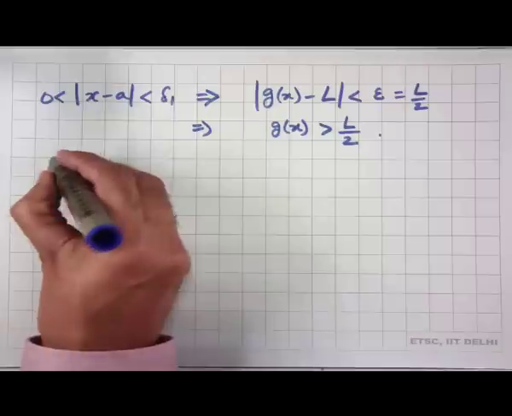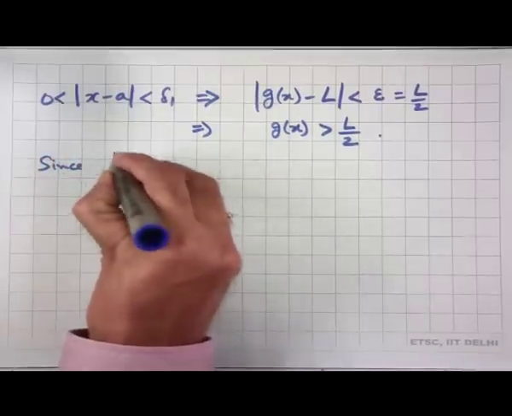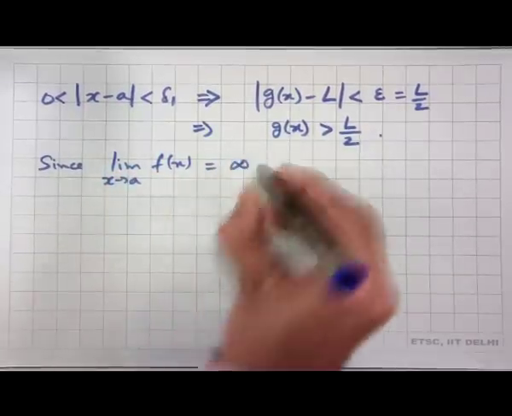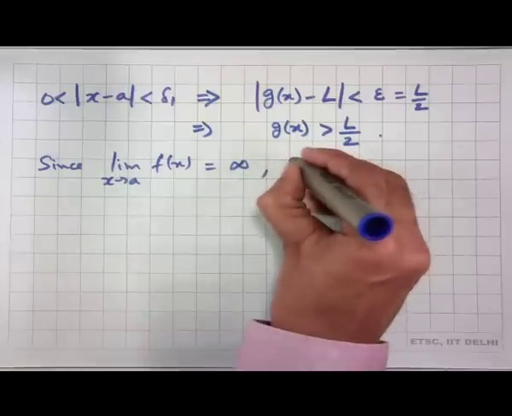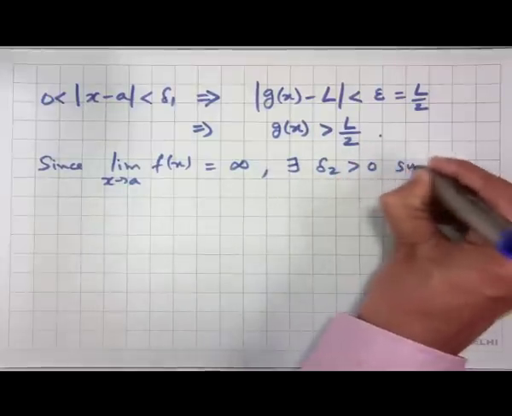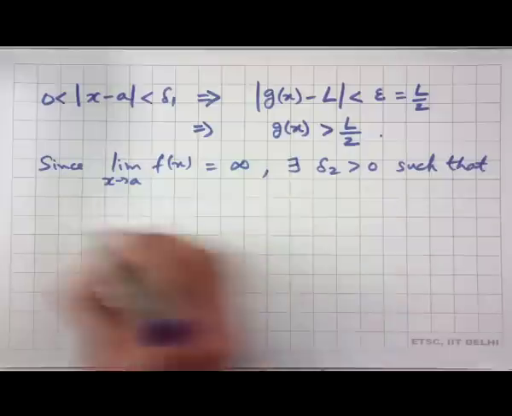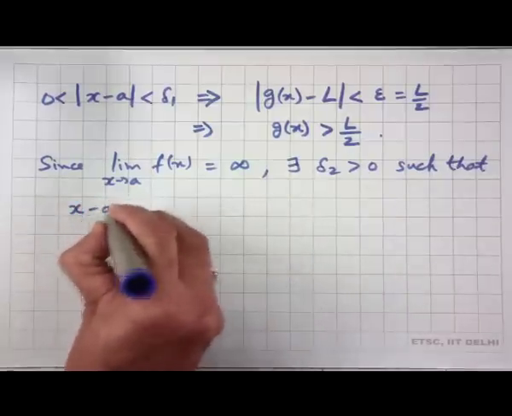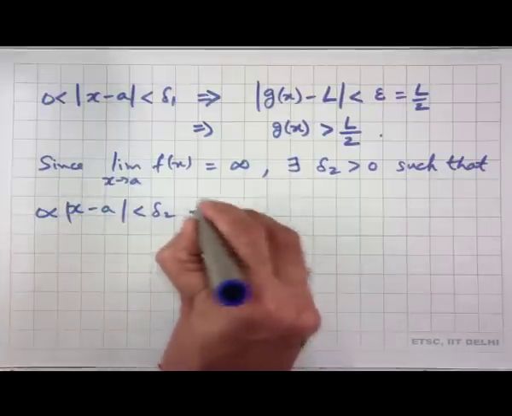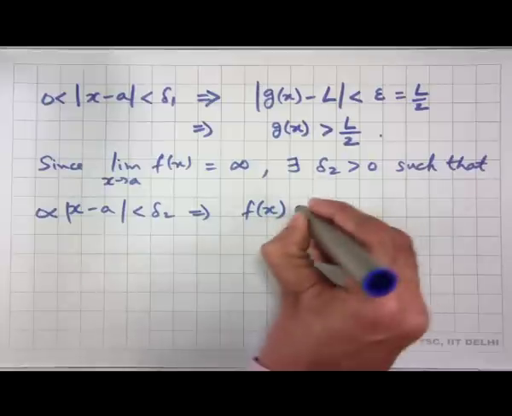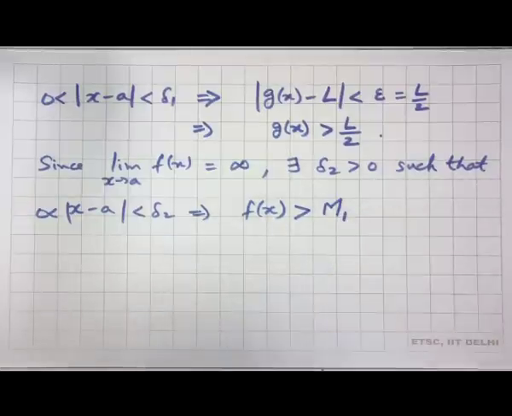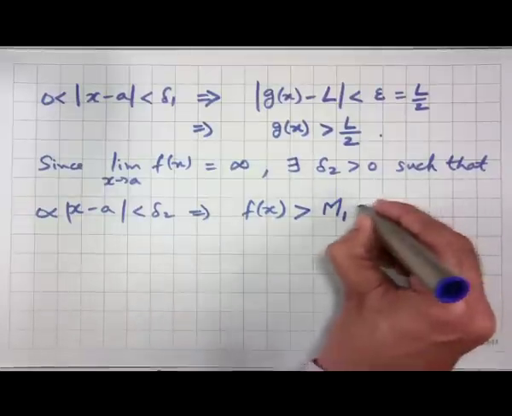Similarly, since the limit of f of x is equal to infinity, there exists delta 2 positive such that mod x minus a less than delta 2 will imply f of x is greater than whatever positive number m 1 you take, and then again we will write what this m 1 should be.